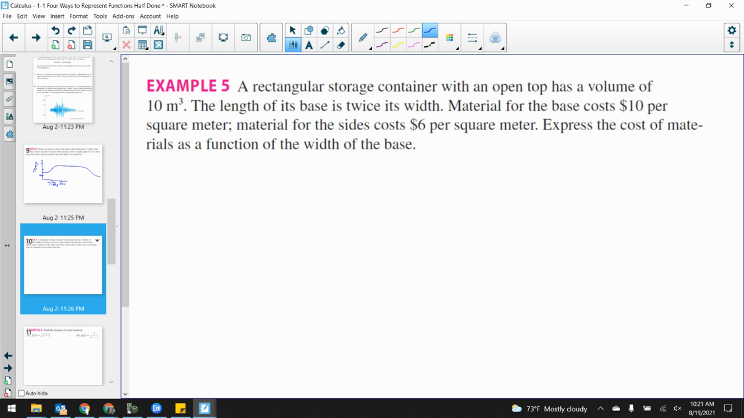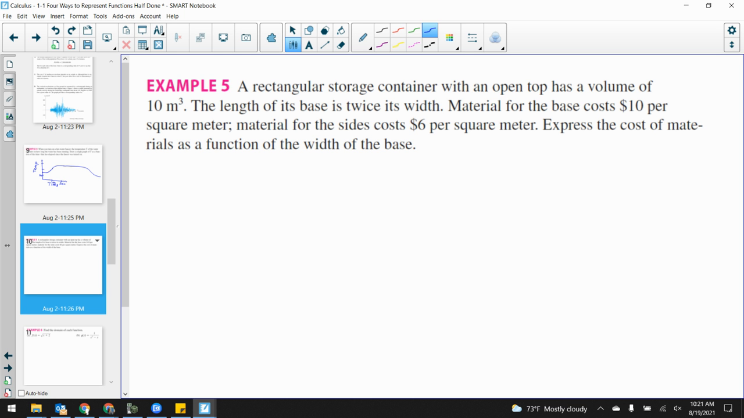So what we're doing in this example is creating a function based on the words. What should my function be in the end? Well, look at the last sentence. The last sentence is usually, of any of these word problems, going to tell you what the function should look like.